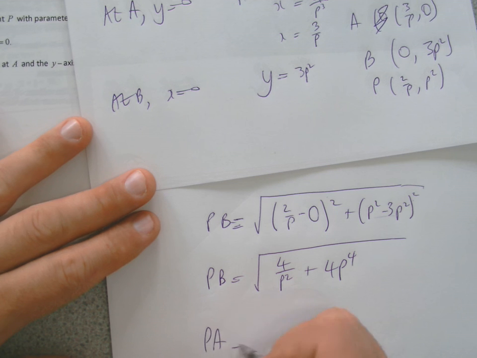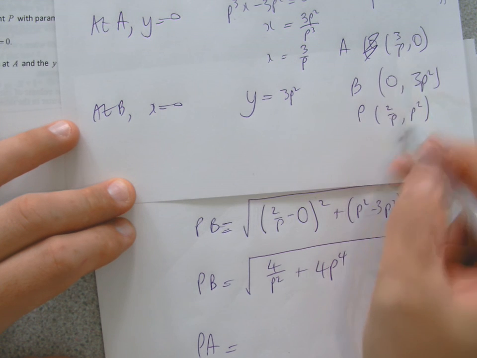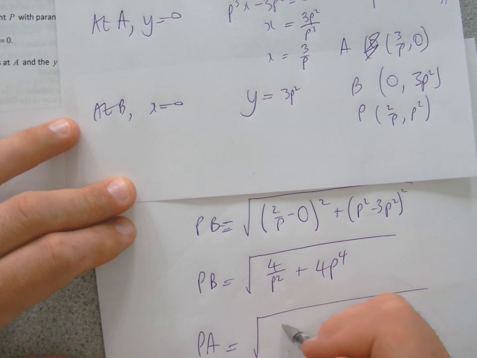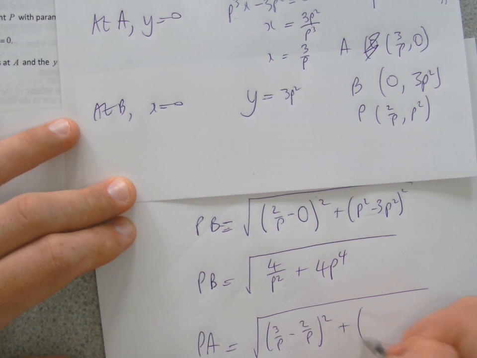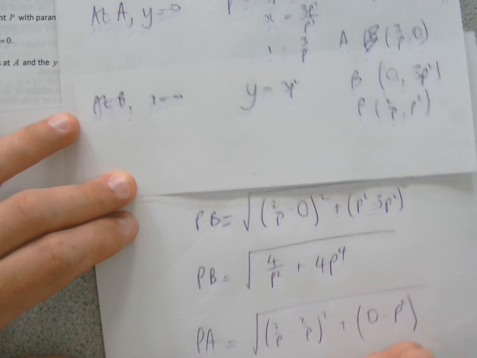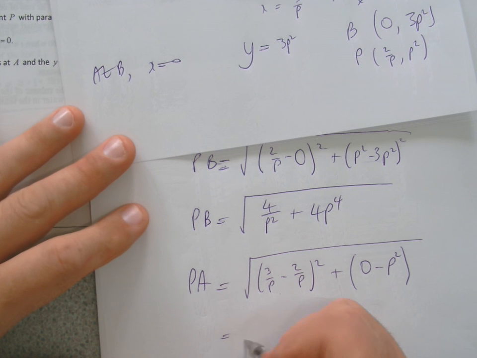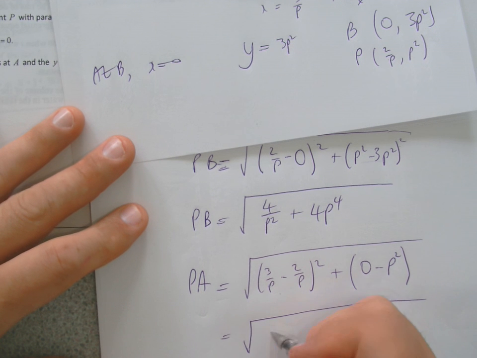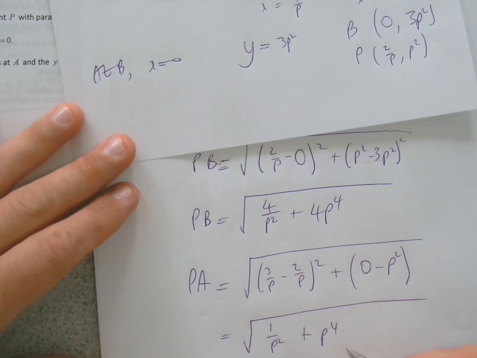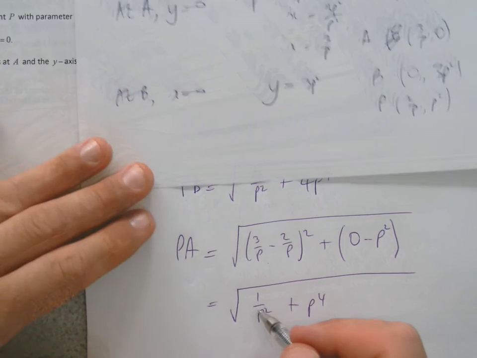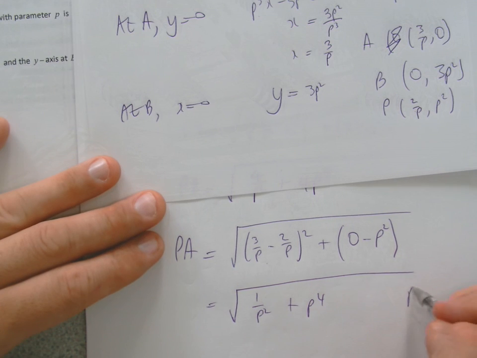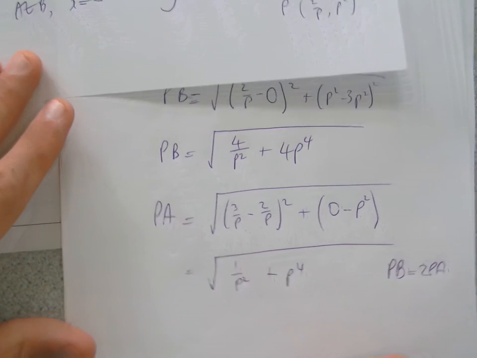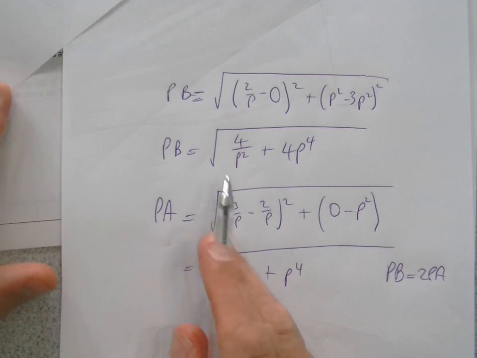And then PA is those two. So you've got 3 over p, take away 2 over p, all squared, plus then 0, take away p, all squared. So this will become, that becomes 1 over p squared, plus p to the power 4. And they want you to show that PB equals 2PA, right? That's what they want you to show. It's quite hard to do that, isn't it, with this?